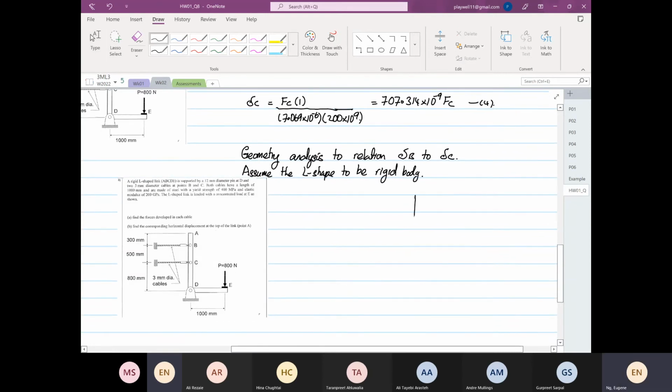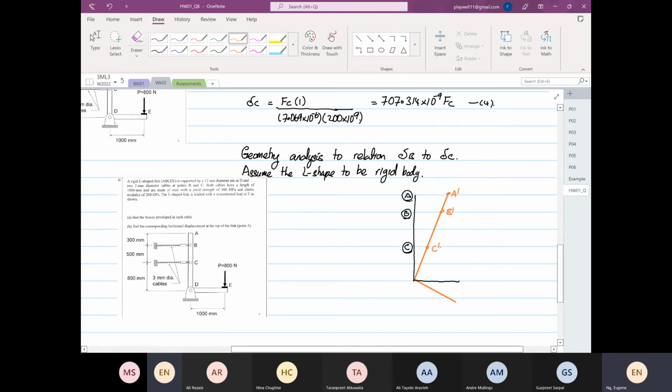Okay, so this is our member over here. So this is our point C, point B, and this is our point A. And then when the structure is deflected, or when the load is applied, it will look like this. Okay. So now this is your A prime, B prime, and C prime.